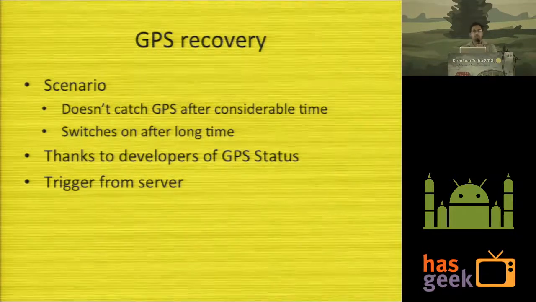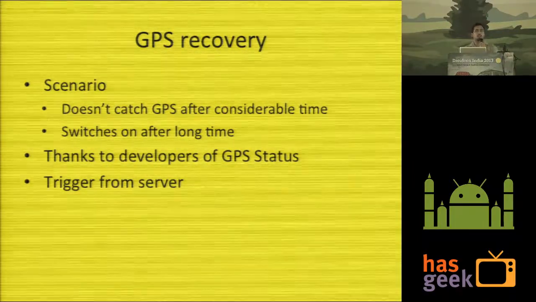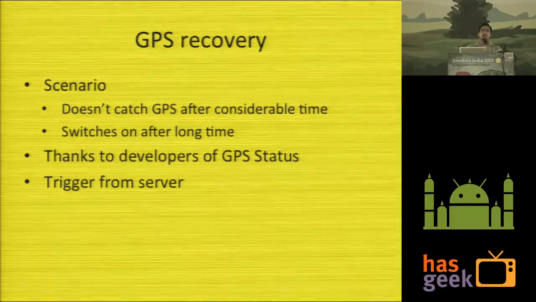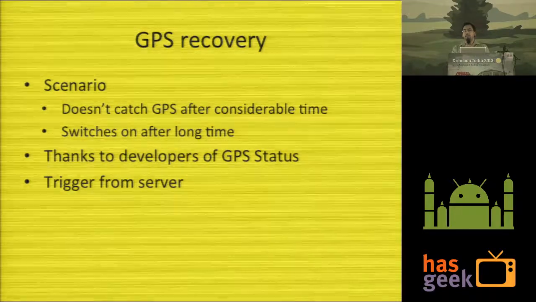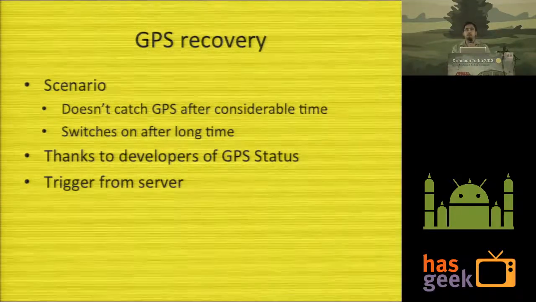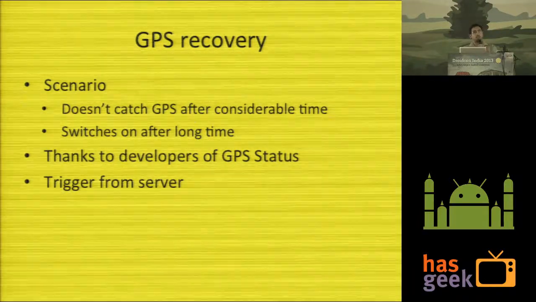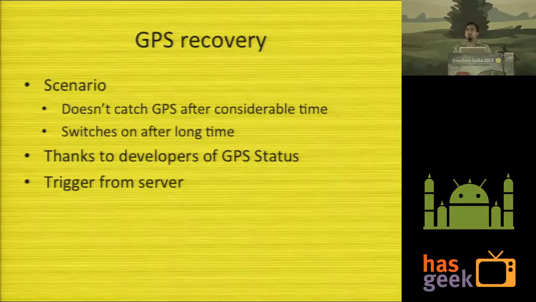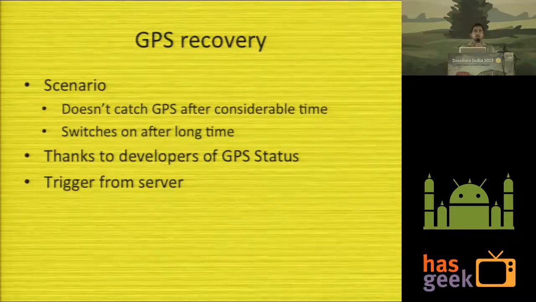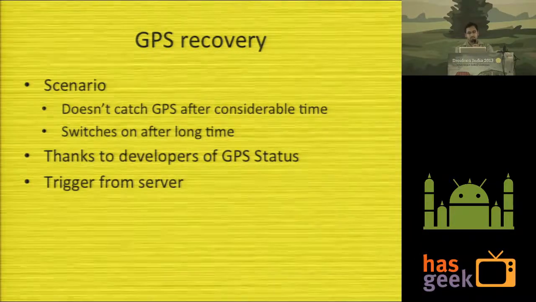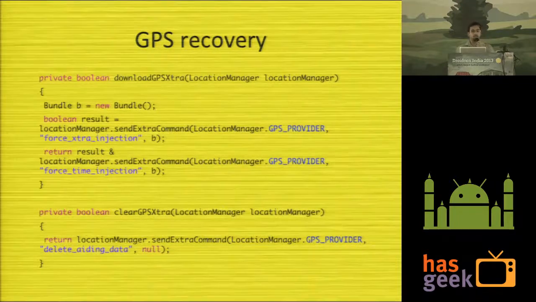So a few things which we did for recovery from GPS. Thanks to the developers of GPS Status, if you have heard about this app, it lets you clear your cached GPS information, which may have become stale and sometimes prohibits getting you a GPS fix. So we are using a similar code snippet and we trigger it from our server. So in certain cases when your device is not able to get a GPS fix, this usually helps us. Here's the code snippet for it for later reference.